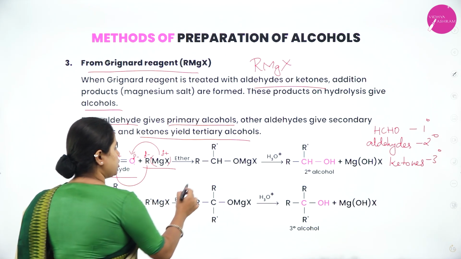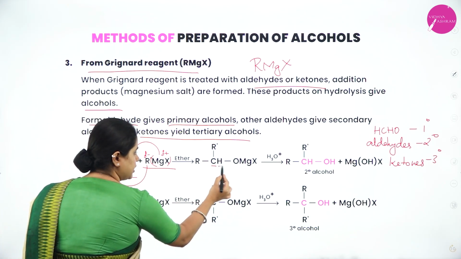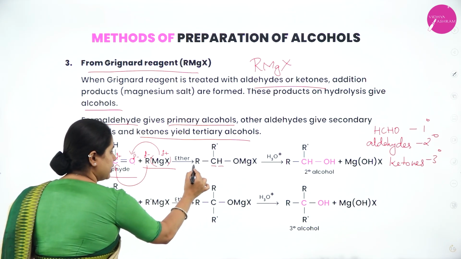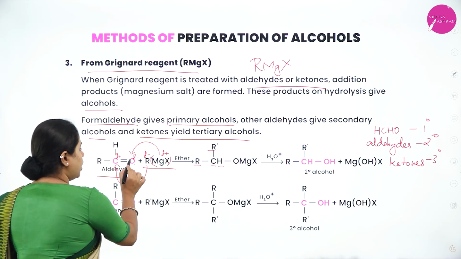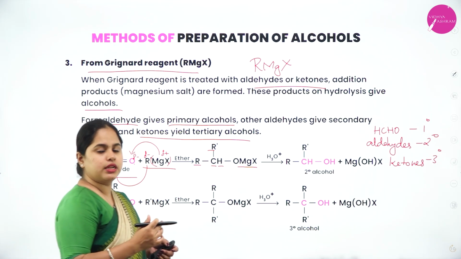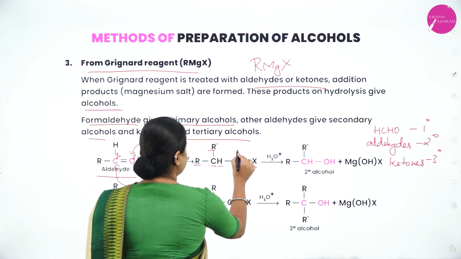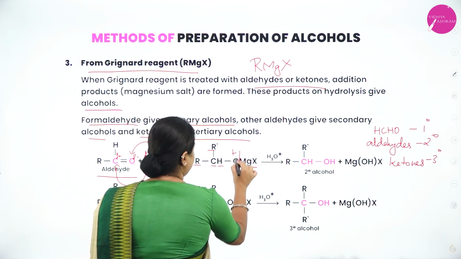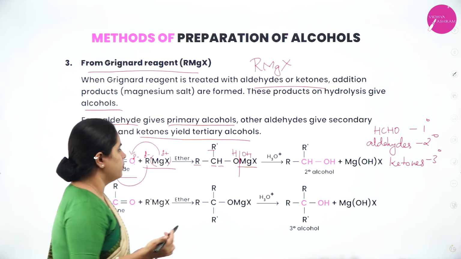So what happens? The carbon was already here, you had a hydrogen here, that is represented here. Then an alkyl group was already here. Now the other alkyl group will come and attach here. Now to the oxygen, MgX will be attached, which is shown here. Now what happens in the next step? Once the salt is formed, hydrolysis will take place. Hydrolysis means this bond will be broken. H will be added here, OH will be added here. Hydrolysis means we are adding water, right? So what happens?